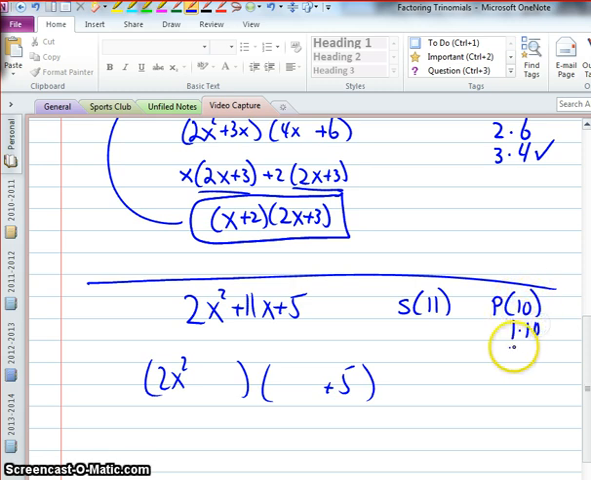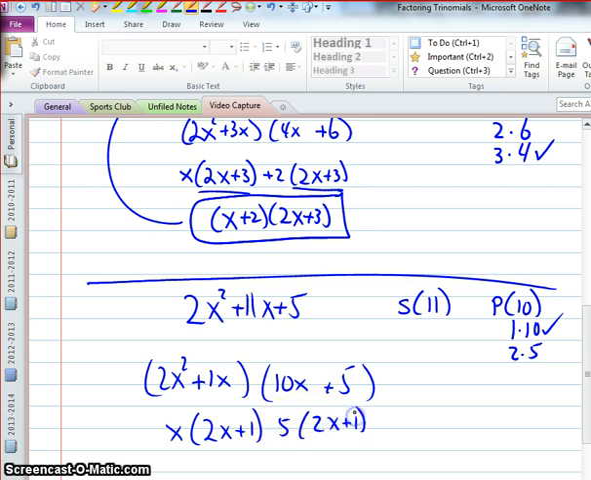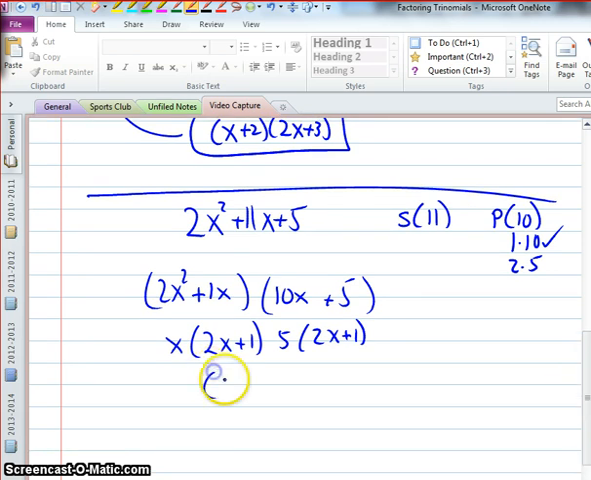So the different ways you can factor 10 are only 1 times 10 or 2 times 5. Which ones add up to 11? 1 and 10. So 1x and 10x. Here, the greatest common factor is x, leaving 2x plus 1. Here, the greatest common factor is 5, also leaving 2x plus 1. Go ahead with your grouping. x plus 5, 2x plus 1.